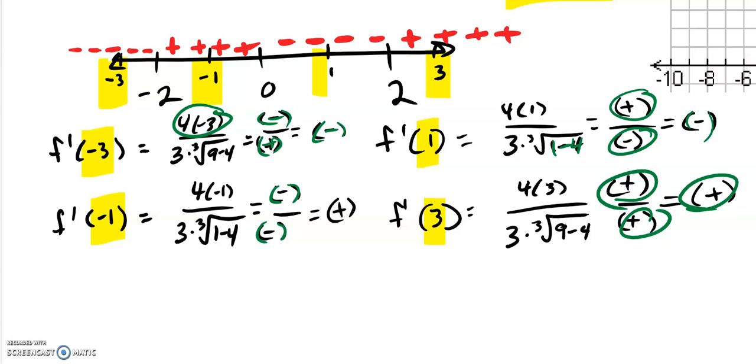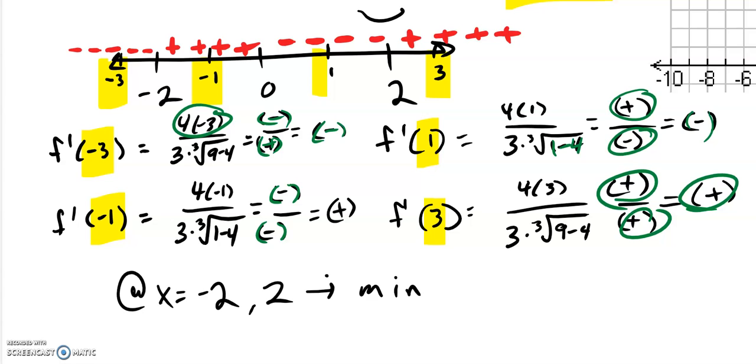So our local extrema occur at x equals negative 2. That would be a minimum because it goes from decreasing to increasing. At x equals negative 2, and also at positive 2, because it also goes from decreasing to increasing, so that would be your minimum. And then your maximum would occur at 0.